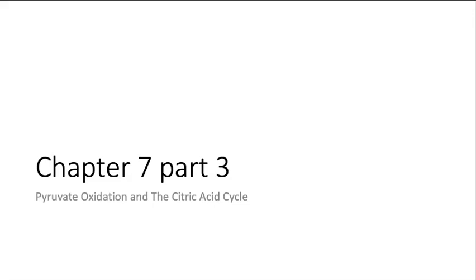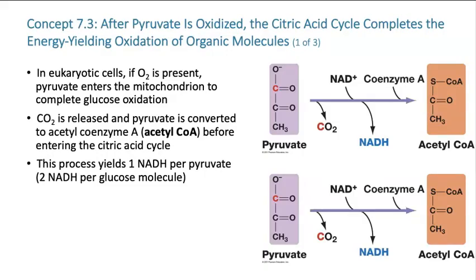Welcome back. We're going to dive into Chapter 7, Part 3, Pyruvate Oxidation and the Citric Acid Cycle. Starting out with pyruvate oxidation, we ended glycolysis with 2 molecules of pyruvate, and pyruvate does not itself enter the citric acid cycle. It has to be converted into acetyl-CoA. This will only happen if oxygen is present. So when oxygen is present, pyruvate will be able to enter into the mitochondria to complete the oxidation process.